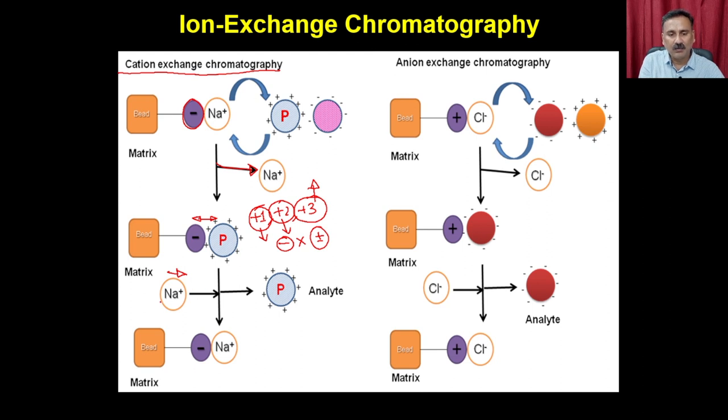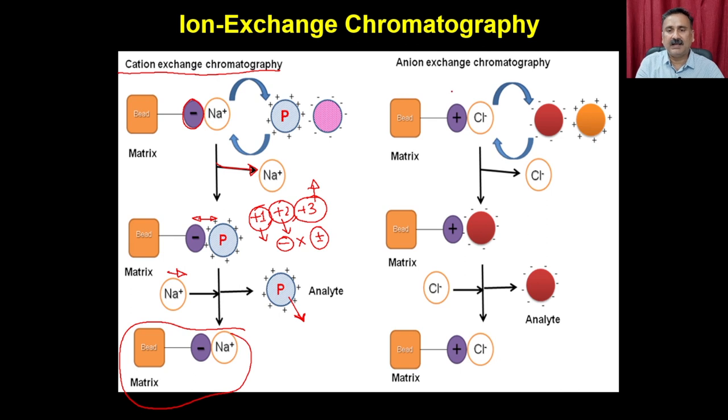Once you supply the sodium, the sodium is going to replace the protein which is bound to the matrix. But the amount of sodium you use to replace the plus three protein, or plus two protein, or plus one protein is going to be different. That's why these proteins are going to be eluted at different concentrations of sodium. And ultimately, you are going to regain the matrix at the end.